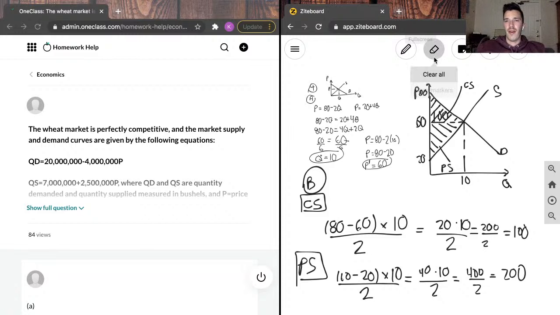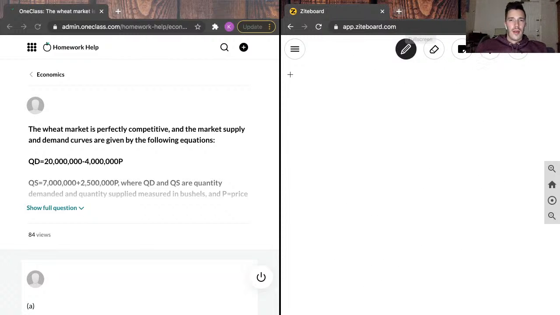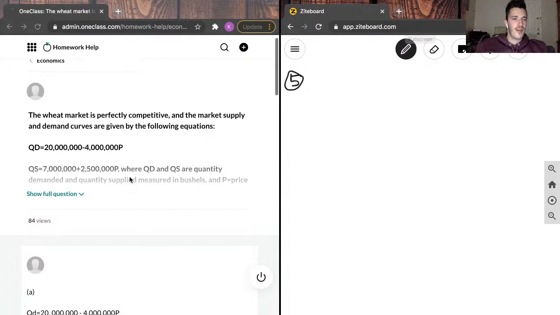All right, number 5. Looks like we got more math, which is exactly what I want to do after a 9-hour workday on a Friday night.